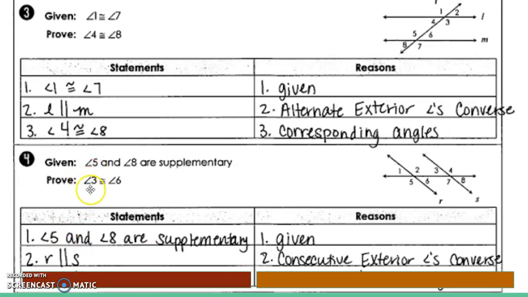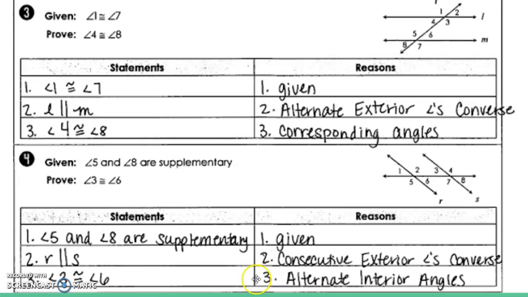Once I have that, I can say that any other angle relationship is there. For angle 3 and 6, I can say that they are congruent using the fact that they are alternate interior angles.